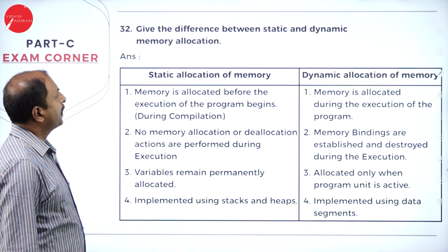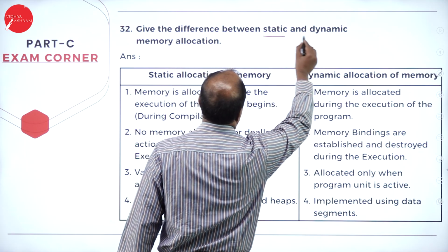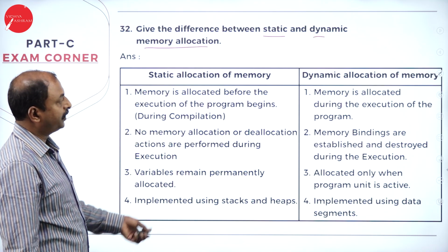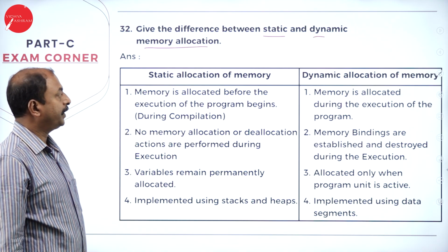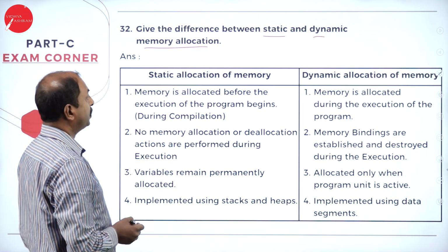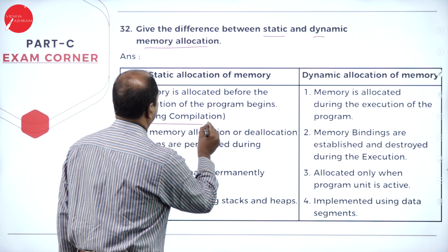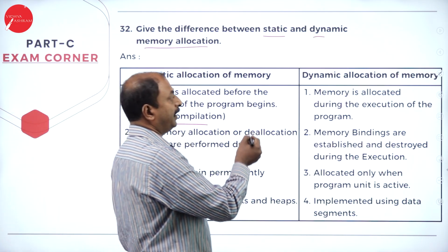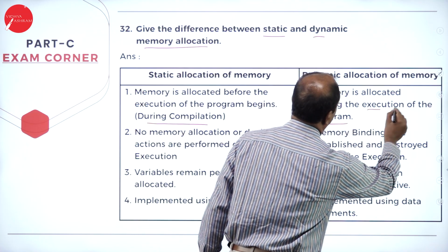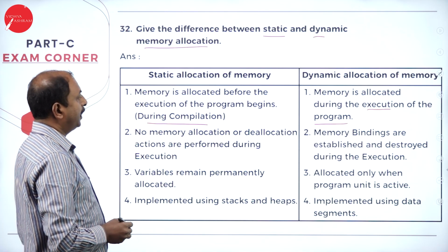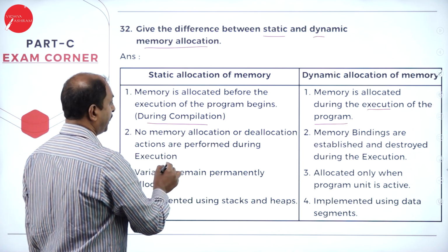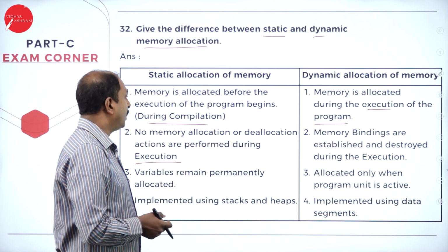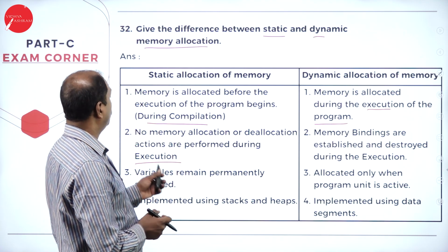Next question is, give the difference between static and dynamic memory allocation. So look at the table here. These are the differences between static and dynamic allocation. In static allocation, the memory is allocated during compilation, and in dynamic, during execution of the program. That is one difference. And here no memory is allocated or deallocated during the execution, so you cannot reallocate or deallocate memory during execution.